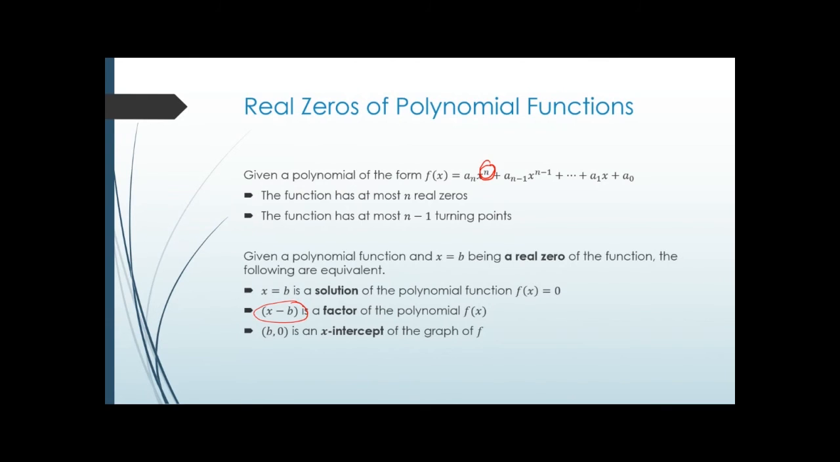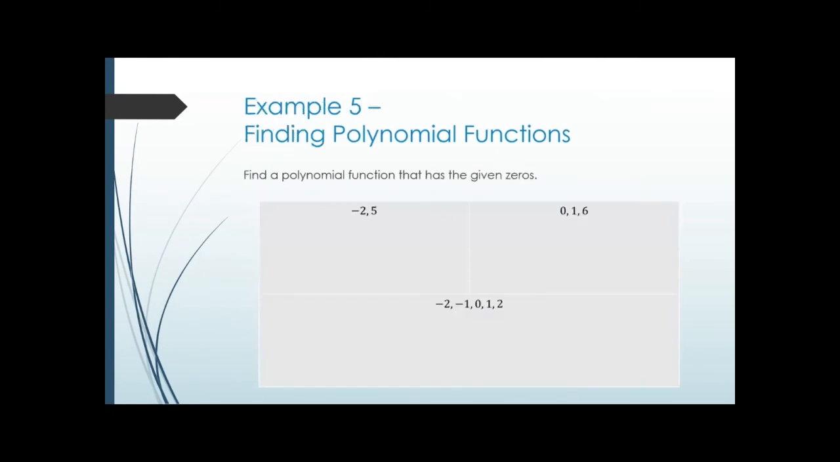So if the b is positive, it's going to be x minus that number. If you have a negative zero, it's going to be x plus. So we're going to use this by taking the zeros and then writing the equations. So it says find a polynomial function that has the given zeros. And so the first one on the top left is -2 and 5.